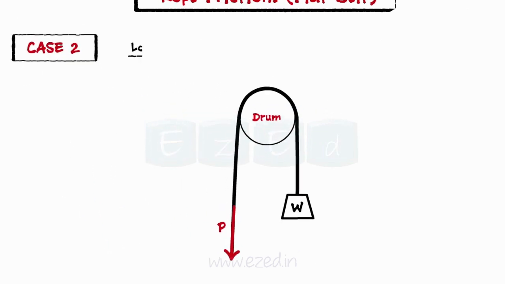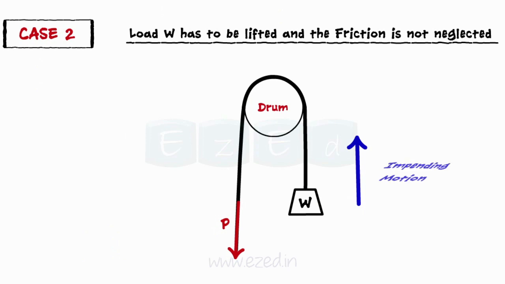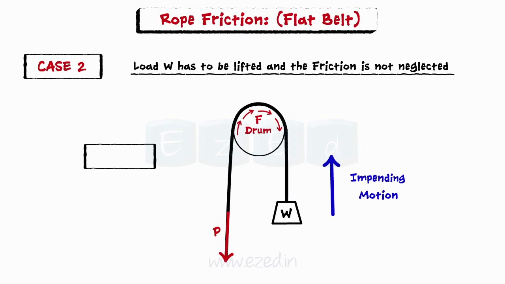In the second case, load W has to be lifted and the friction is not neglected. In this case, since the motion of the load is impending upwards, the frictional force will act all along the contact surface in the opposite direction. Hence, the applied force P will have to overcome both the load W and the frictional force F for impending motion. The applied force P is therefore greater than W.